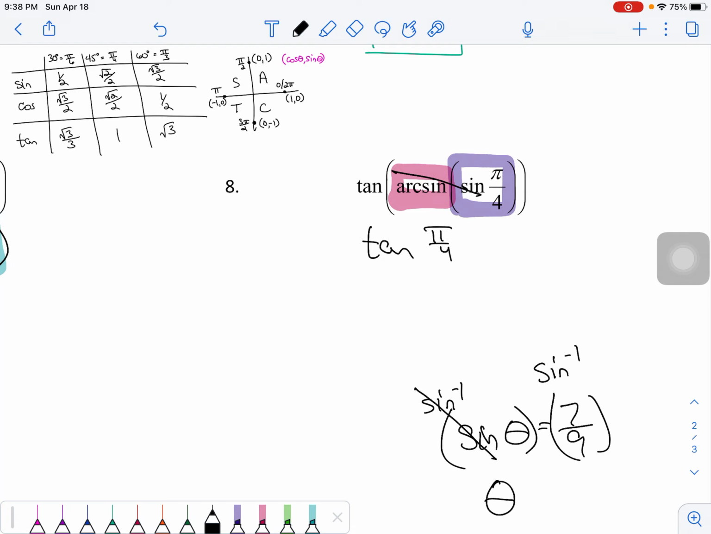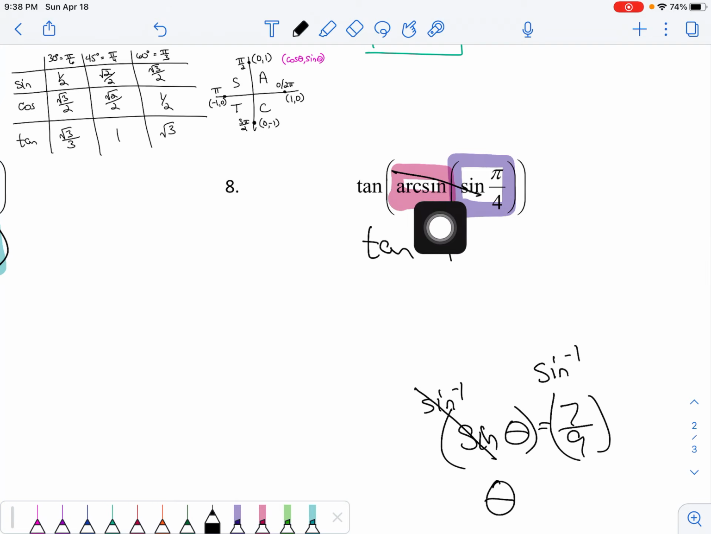All that's left is the tangent of pi over 4. Now, that only works when the two operations are the same. So if this is sine and arcsine, this would work. Or if this is arcsine and this is sine, that would work. Obviously, it's not going to work if this is tangent and arcsine, right? Those are not inverse operations to each other. So it only works if you've got arcsine and sine, arctangent and tangent, or inverse cosine and cosine. So just be aware of that.